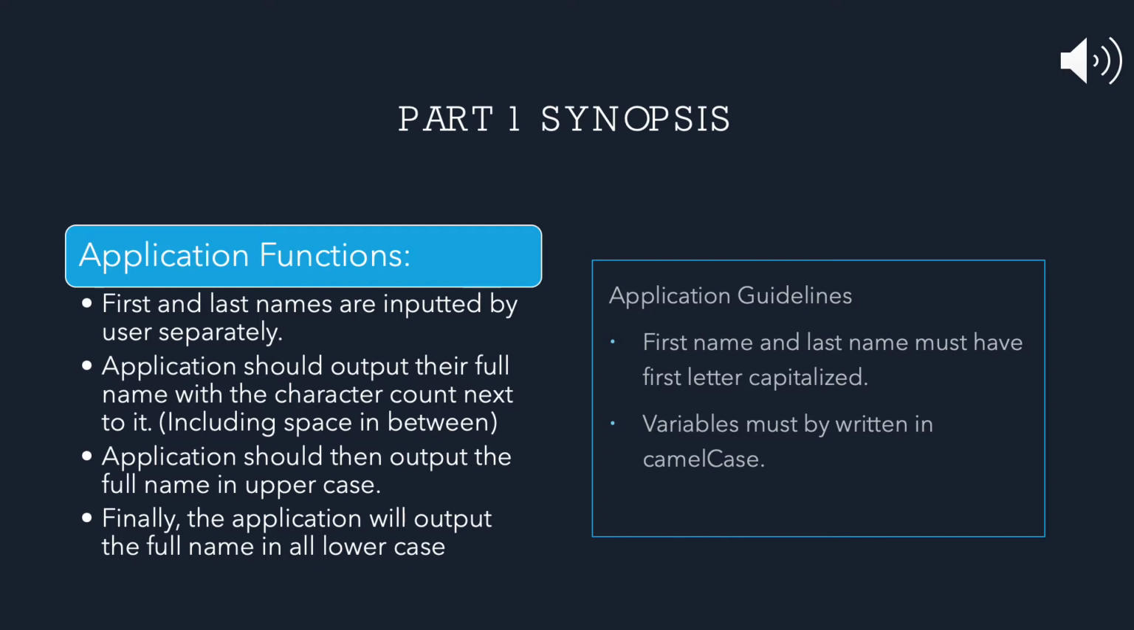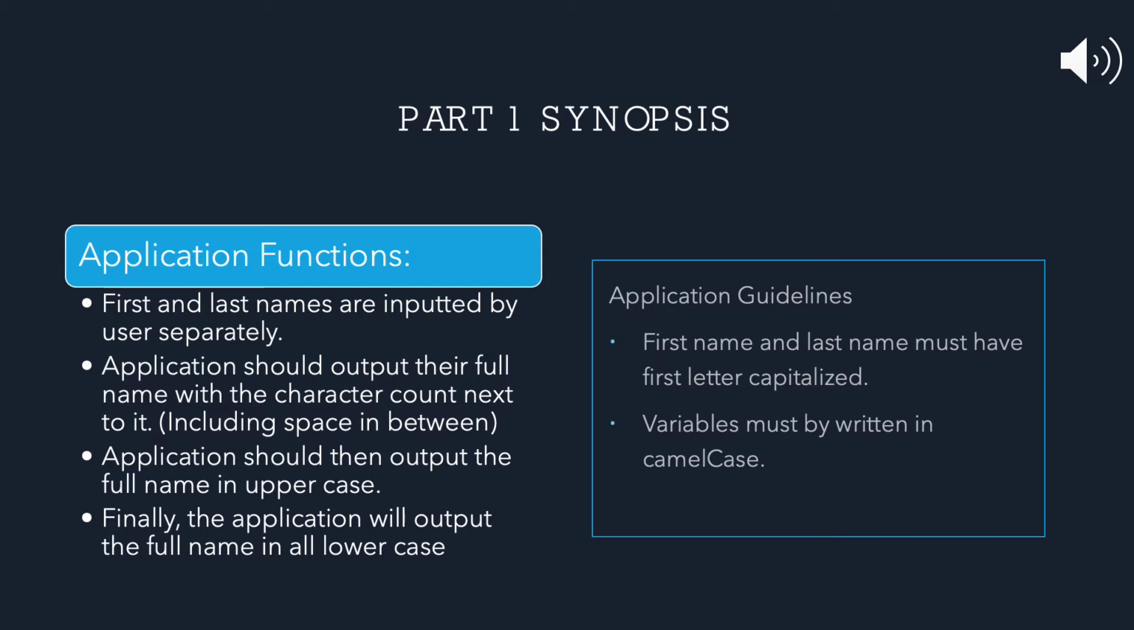First of all, application functions. To put it very simply, the first and last names will be inputted by the user separately. Second of all, the application should output their full name with the character count next to it, and I will personally be including the space in between as well. Third, the application should output the full name in all uppercase, and lastly, the application will output the full name in all lowercase.